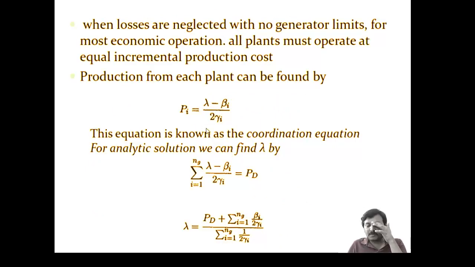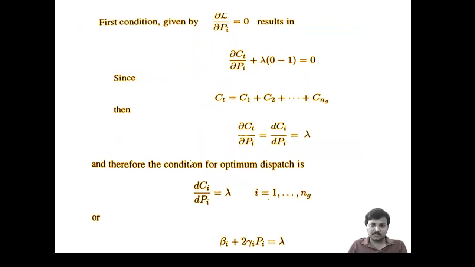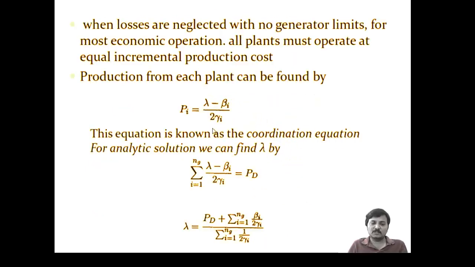So production from each plant can be found. When the losses are neglected with no generator limits, for the most economic operation, all the plants must be operated at equal incremental production cost. That means dou Ct by dou Pi is equal to dou Ci by dou Pi. So for all the generators, this incremental cost is equal, and its value is equal to lambda. The production from each plant, the value of Pi, can be found from this equation: Pi is equal to (lambda minus beta i) by 2 gamma i. This equation is also known as the coordination function.